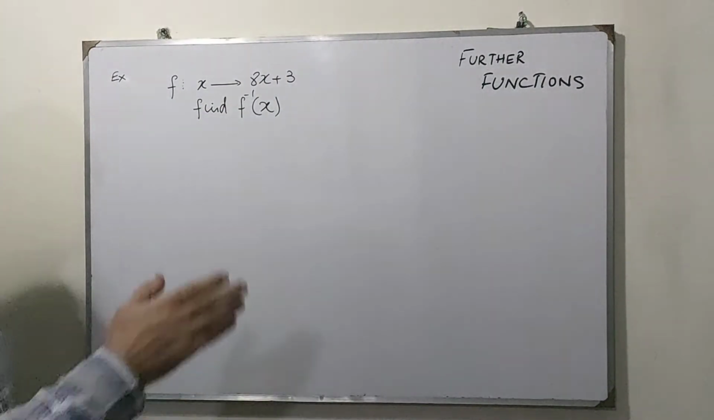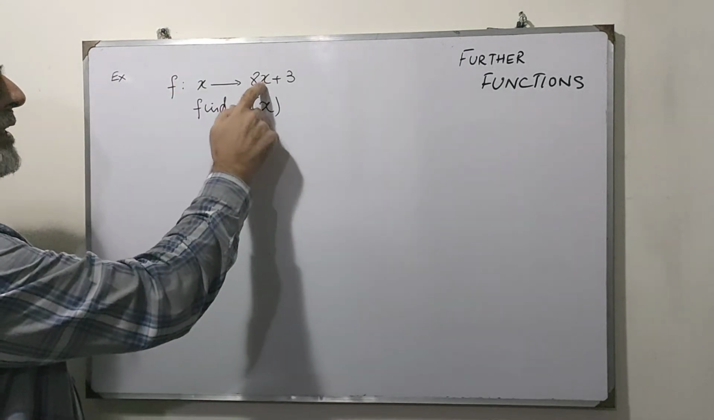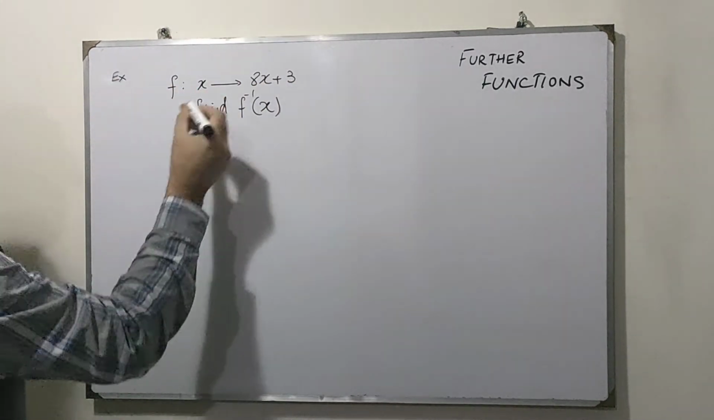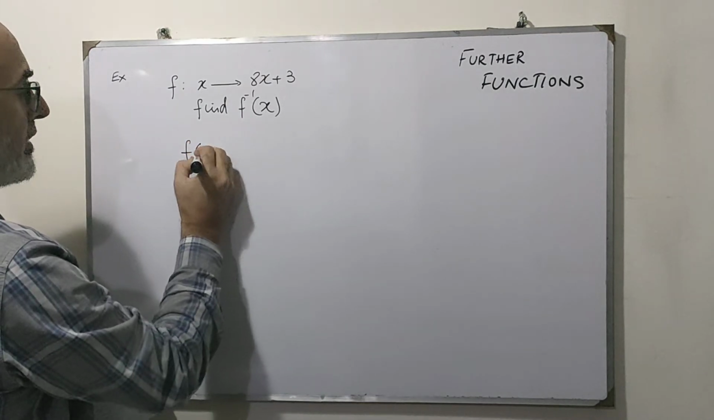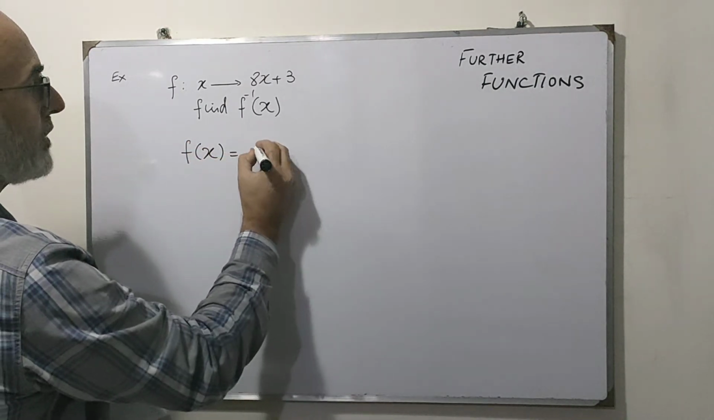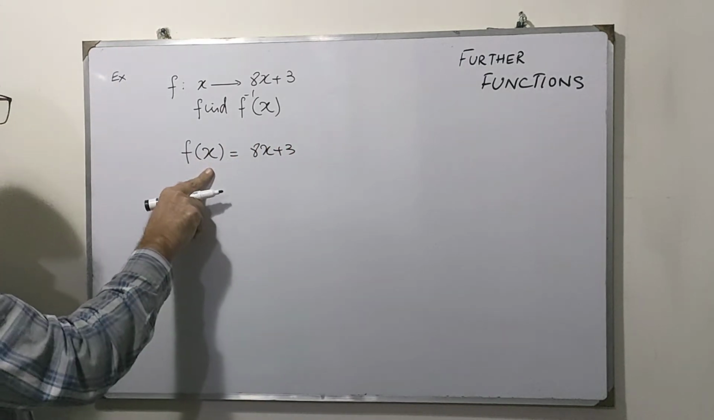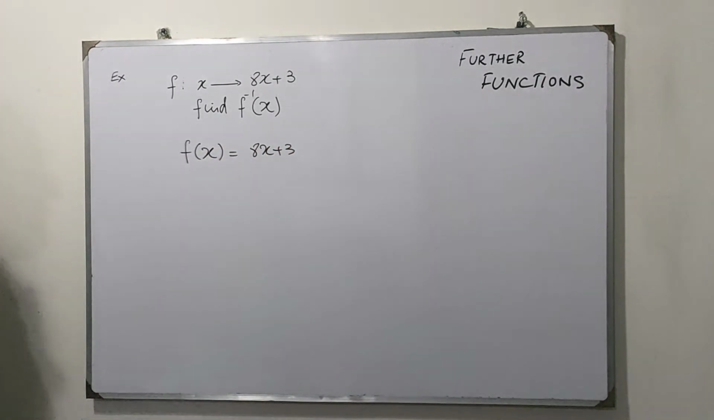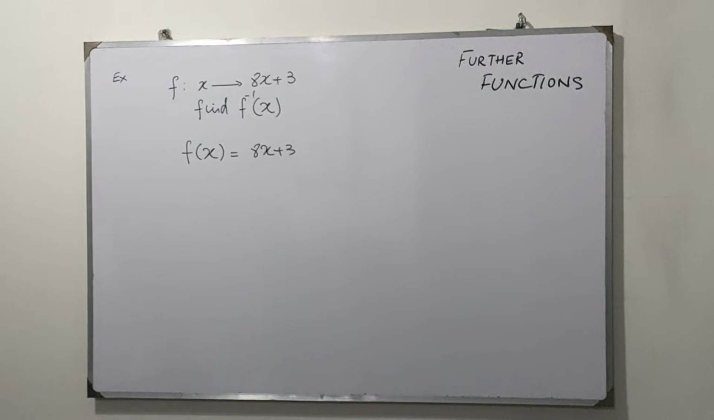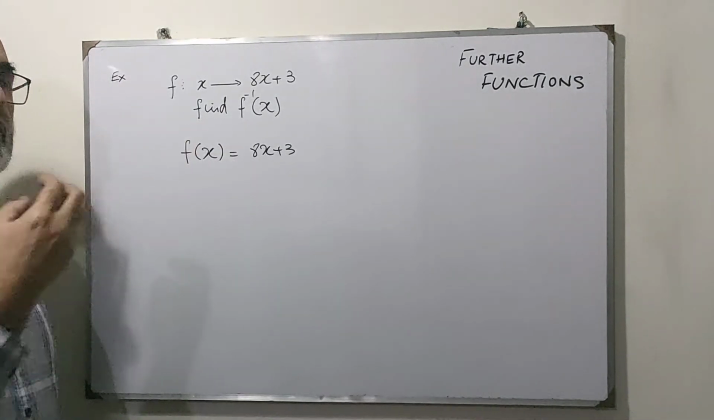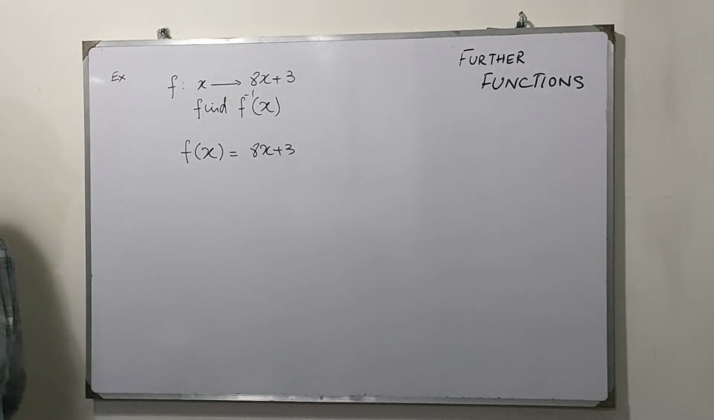Okay, we have an example over here. It's a function from x to 8x plus 3. So first thing is, this is a function, so we can write it like this: f(x) is equal to 8x plus 3. If x is the input, the output is 8x plus 3. Okay. But what we have to do, we have to find f inverse x, right?